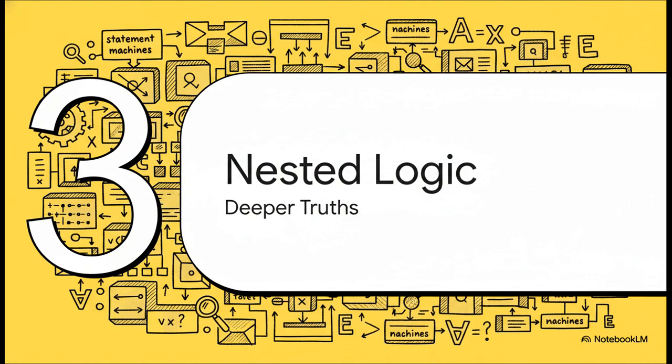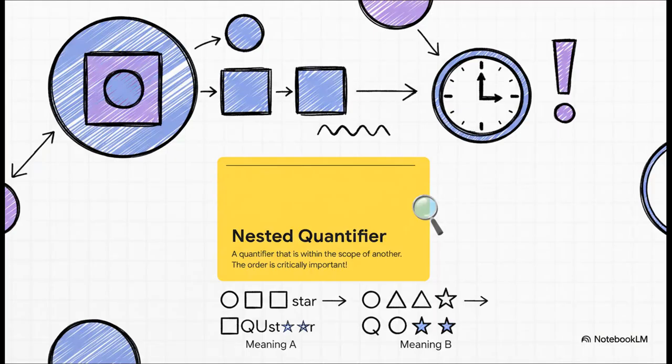Okay, so we have our statement machines, the predicates, and we have our quantifiers that tell us all or some. Now, let's combine them. This is where things get really powerful, and we can start building some truly complex ideas using what's called nested logic. A nested quantifier is exactly what it sounds like. It's when you have one quantifier inside the scope of another one. And listen, if you take one thing away from this, let it be this. The order of those quantifiers is everything. It is critically important. You swap the order and you can completely change the meaning of what you're saying.